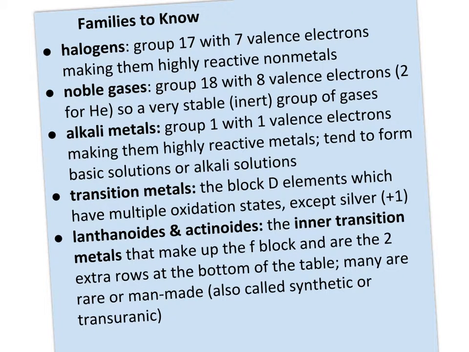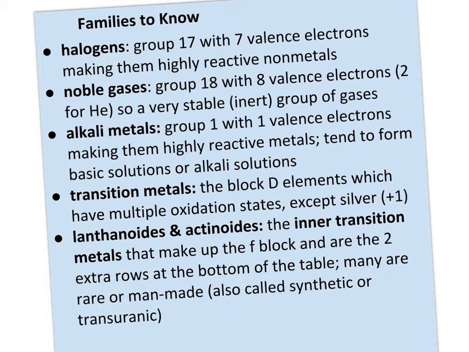Families you should know. These are family names you should recognize. The halogens are group 17 with 7 valence electrons, so they're the most reactive nonmetals. Noble gases are group 18 with 8 valence electrons, just 2 for helium. So this is a very stable, inert group of gases. They're also called the inert gases. Alkali metals are group 1 with 1 valence electron, making them really reactive, in fact, the most reactive metals. And they tend to form basic solutions, which are called alkali solutions, which is where they get their name alkali metal.